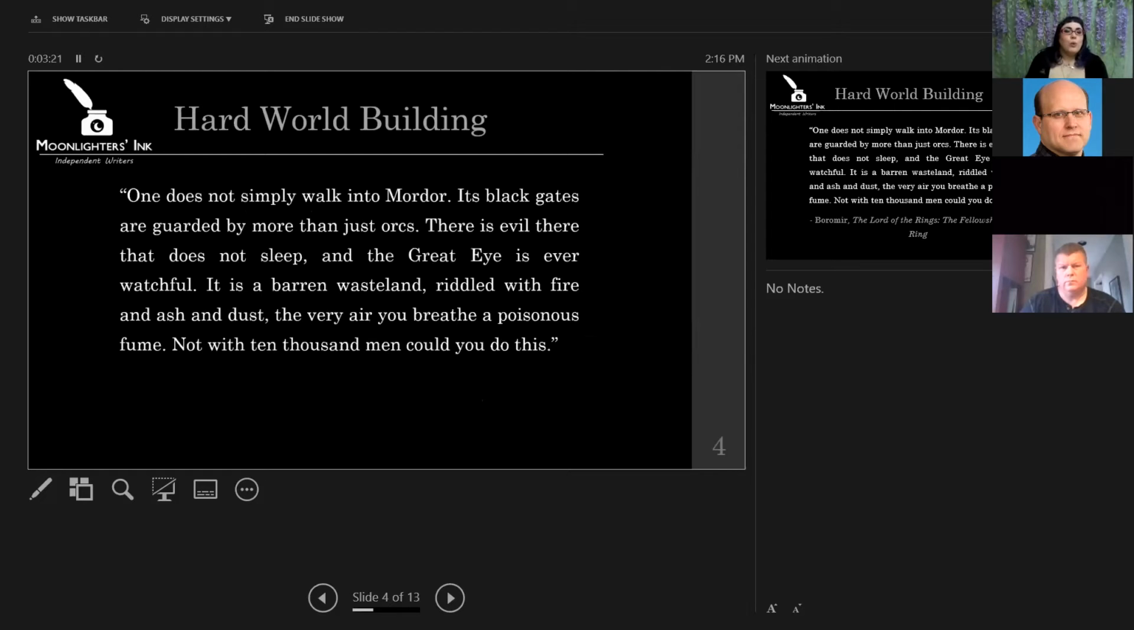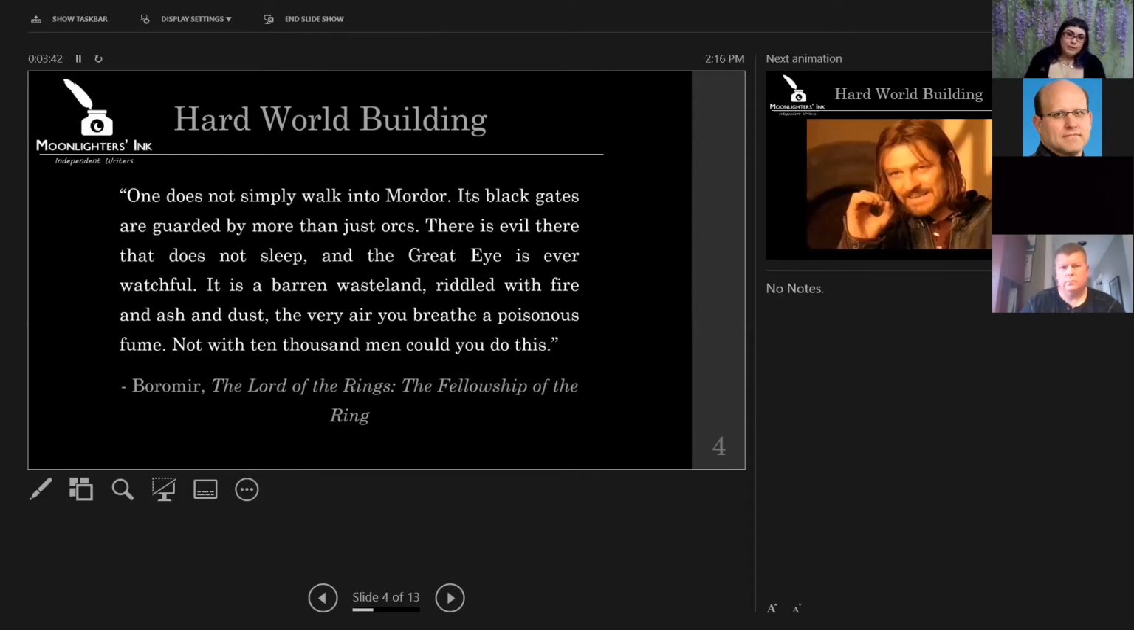One does not simply walk into Mordor. Its black gates are guarded by more than just orcs. There is evil there that does not sleep, and the Great Eye is ever watchful. It is a barren wasteland riddled with fire and ash and dust, and the very air you breathe a poisonous fume. Not with ten thousand men could you do this.